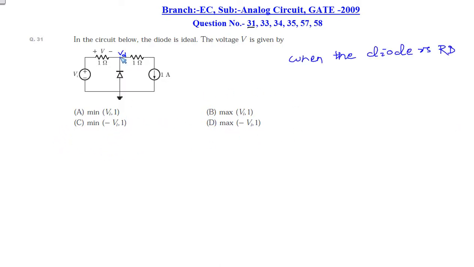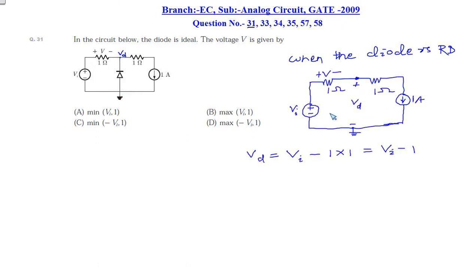Suppose Vd is the voltage across the diode, that is from this point to this point the voltage is Vd. Suppose the diode is reverse biased at a particular time, then it will act as an open circuit. If we redraw the circuit, it will look like this. Here 1 ampere current is already in series with the circuit, so the current will always be fixed at 1 ampere.